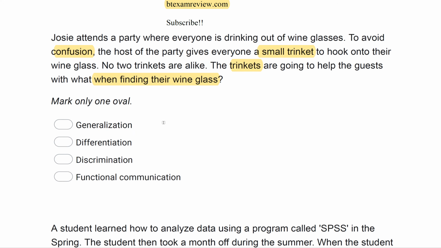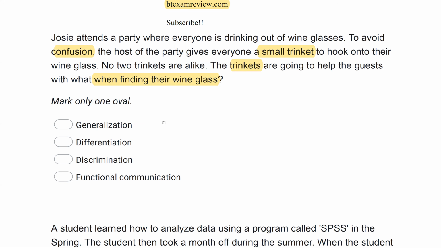A, generalization. Is generalization going to help with this particular scenario? Well, not really. It's one trinket on the guest, one glass, in this controlled environment. If they can't generalize this to other environments, we're not really worried about that. We're worried about this party in the moment with this one trinket.